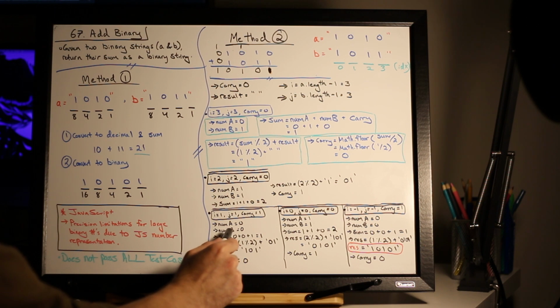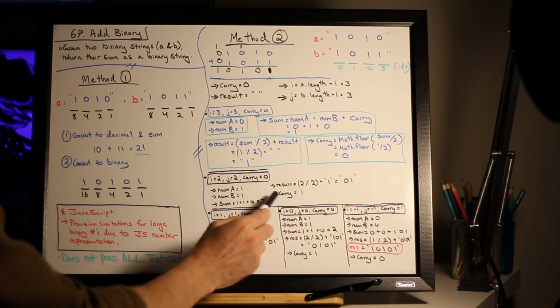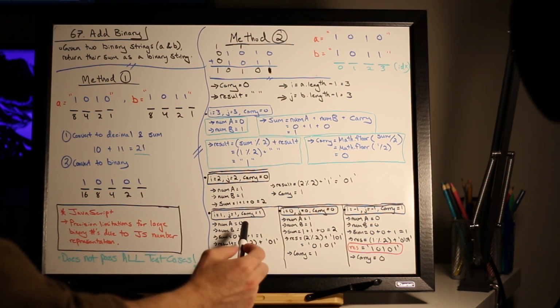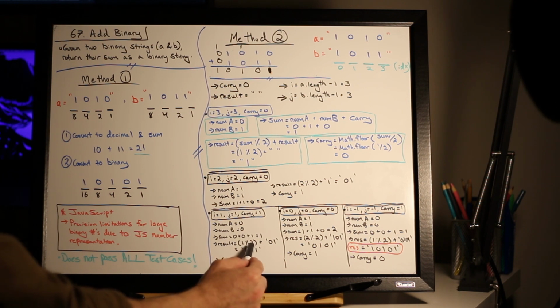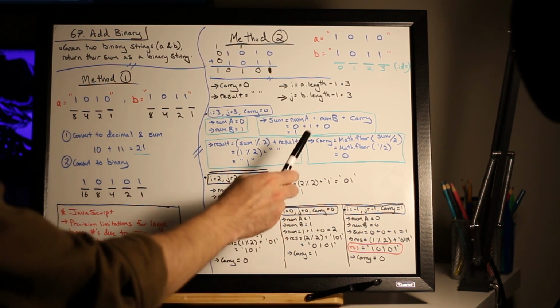Our sum is going to be 0 plus 0, which is just num A plus num B plus the carryover. Remember, we calculated the carryover as 1, so we're going to keep track of that. Our sum is 1. Our result is just 1, the sum modulo 2, which is 1, and append that to the left of the result string. So we have 1, 0, 1 now. Our carryover is 0. You can do that on your own if you'd like using the formula.